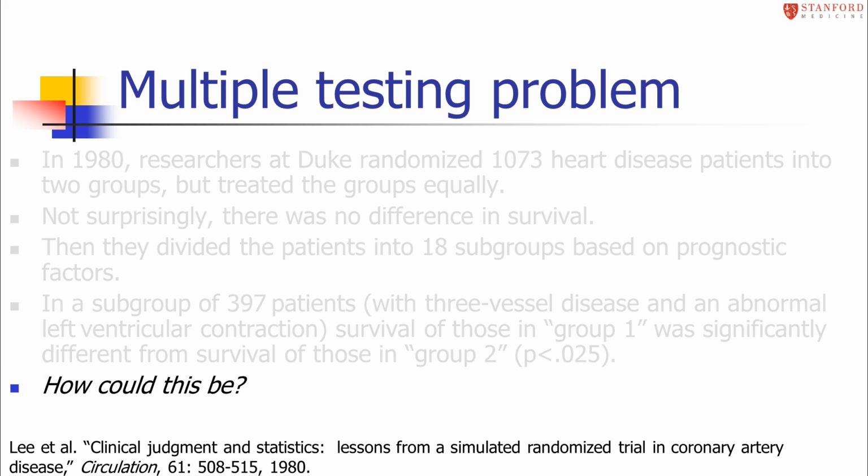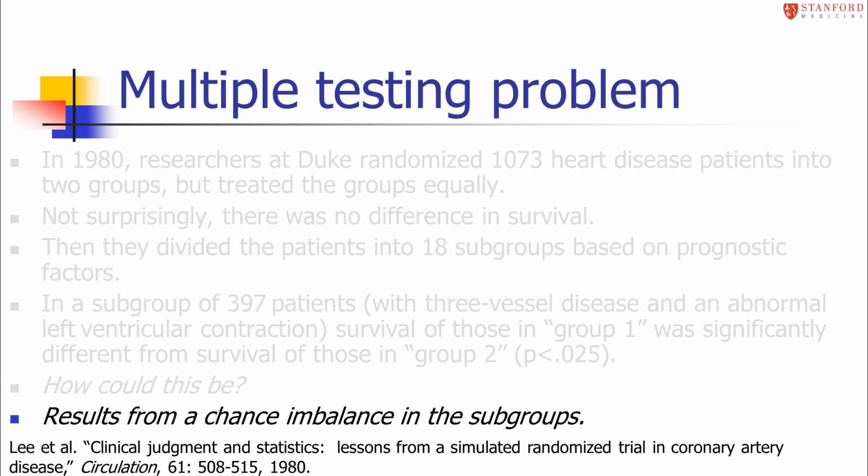What's going on here? Well, what happened is that if you parse the data up enough ways, so they tried this subgroup, they tried that subgroup, they tried 18 different subgroups, in one of those subgroups, it's not that unlikely that there would just be a chance imbalance. Just by chance, by a fluke in one of those subgroups, we happen to have a little bit better survival in group 1 than group 2. It's a chance imbalance, and we know that the null hypothesis is true here. So we know if we reject the null hypothesis, we will have made a type 1 error.